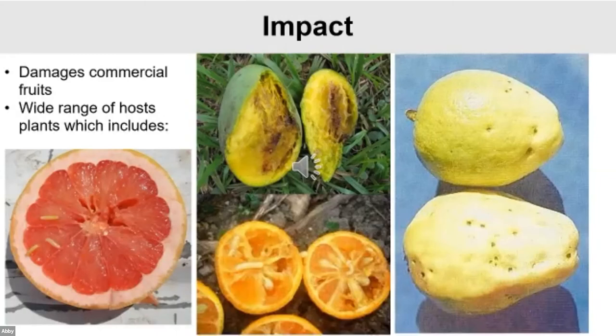Bactrocera invadens causes major damage in commercial fruits. This is simply because they have a wide range of host plants, which include grapefruit, mangoes, oranges, and guavas. Moreover, larvae of Bactrocera invadens can infest fruits, causing them to ripen prematurely, which has a huge economic impact, because prematurely ripe fruits cannot be sold, which leads to major economic damage. Also, they have an impact on the environment because they displace native fruit flies.